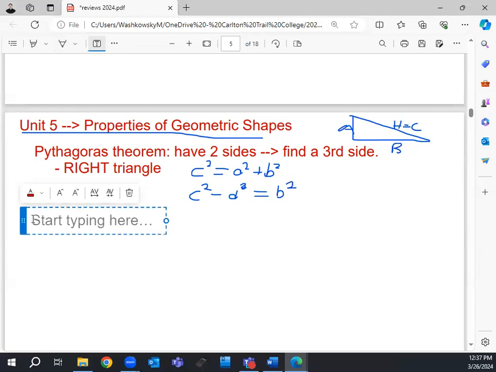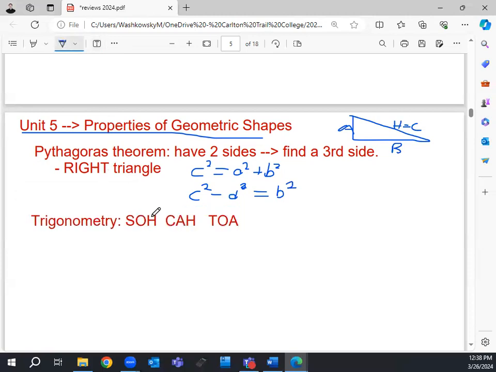Now, the other thing we looked at was trigonometry. Specifically, we looked at SOHCAHTOA, right? Now, all these mean different things. Just for example, what does tangent mean? I'm not going to write them all, but again, TOA means tangent of theta, which is the angle, is equal to the opposite divided by the adjacent side.